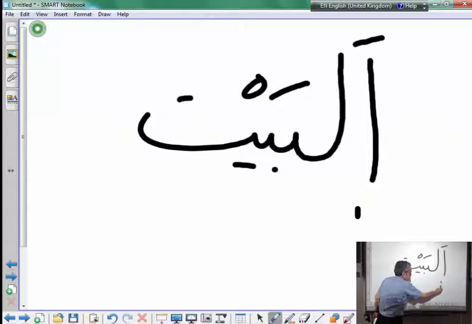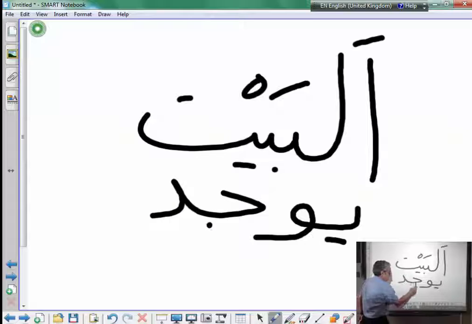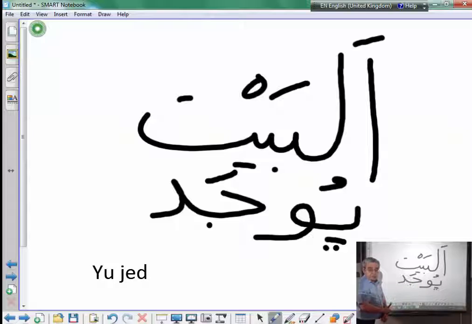Let us take this word. How do I read this word? Maybe this is here, it is instead of 2 dots, I put a small stroke, a horizontal one, to indicate the 2 dots. So that would be Yujad. Yujad.